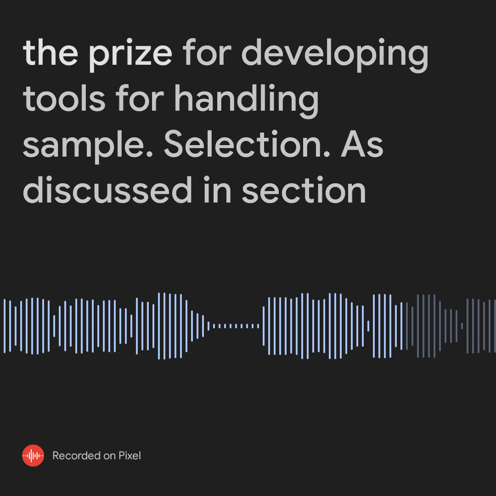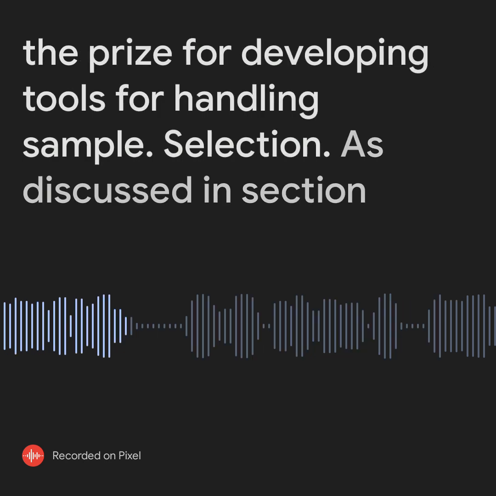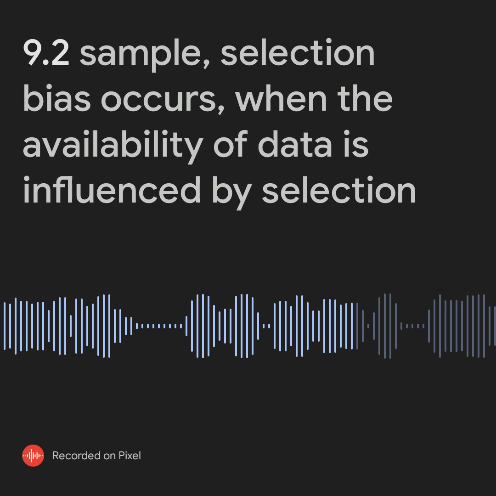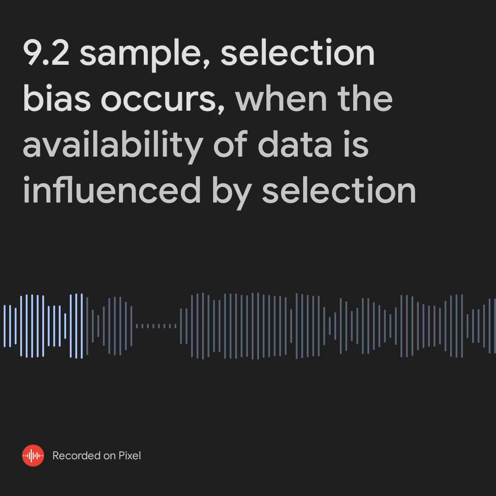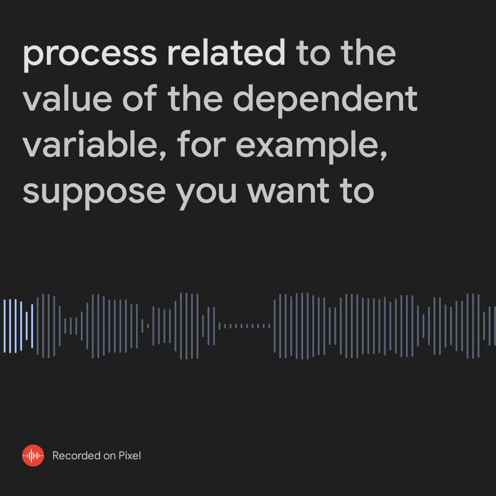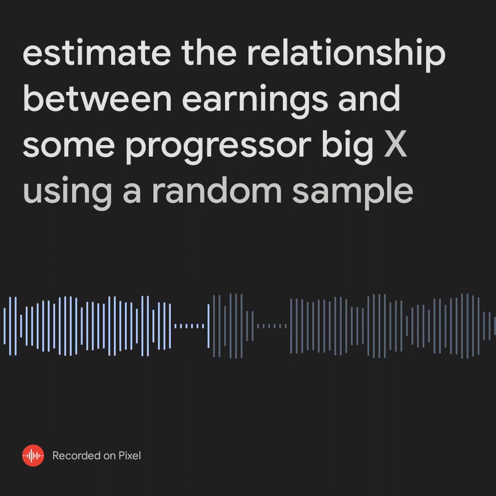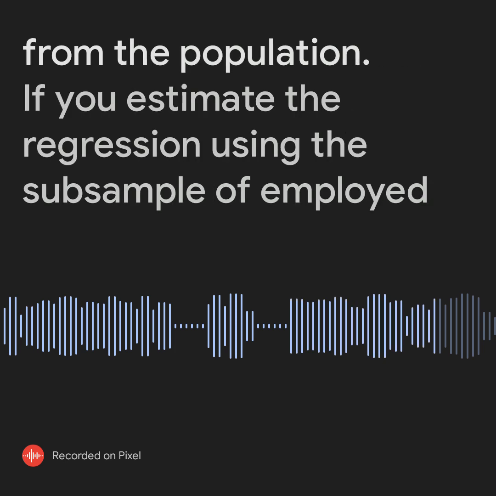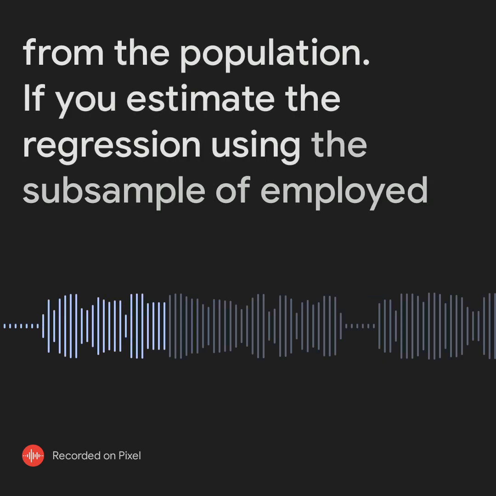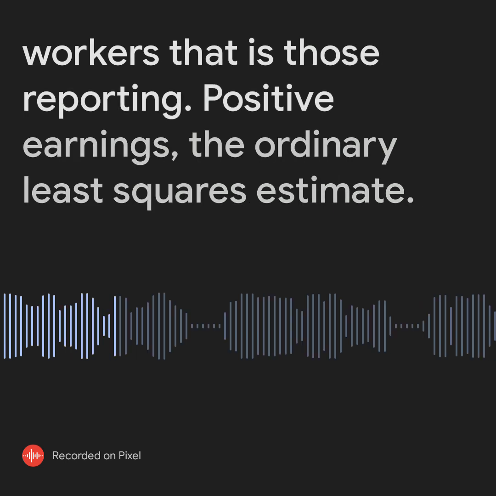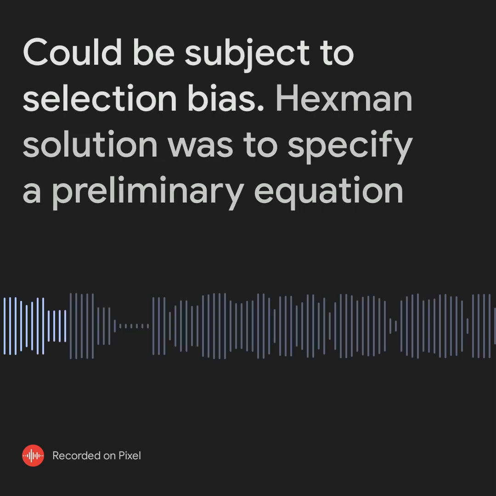Heckman was awarded the prize for developing tools for handling sample selection. As discussed in Section 9.2, sample selection bias occurs when the availability of data is influenced by a selection process related to the value of the dependent variable. For example, suppose you want to estimate the relationship between earnings and some regressor, big X, using a random sample from the population. If you estimate the regression using the subsample of employed workers, that is, those reporting positive earnings, the ordinary least squares estimate could be subject to selection bias.